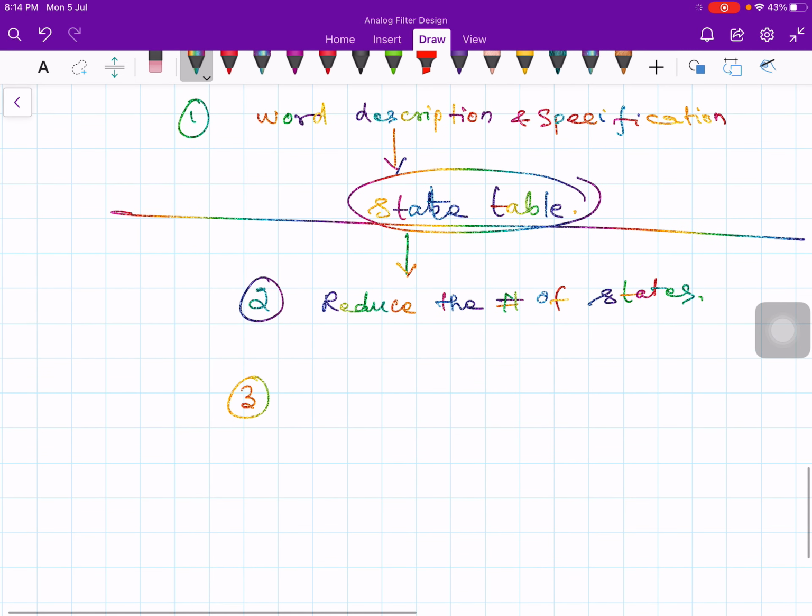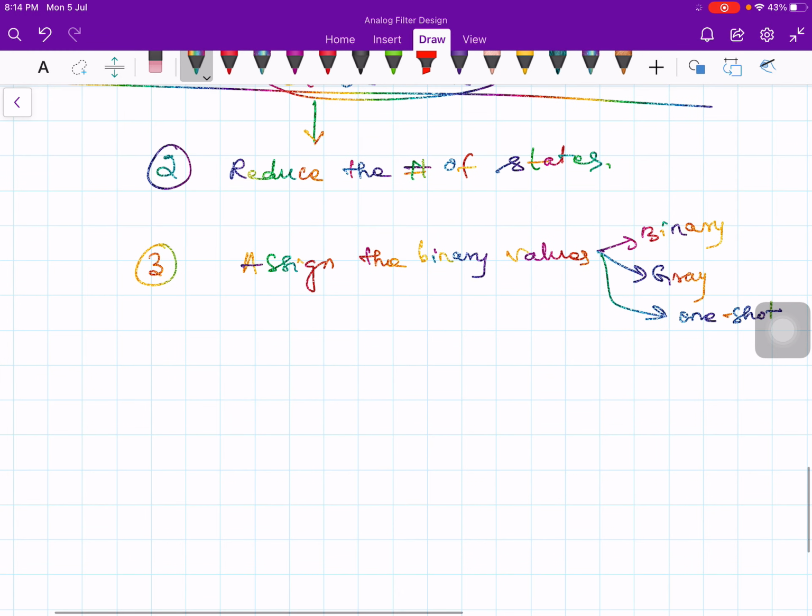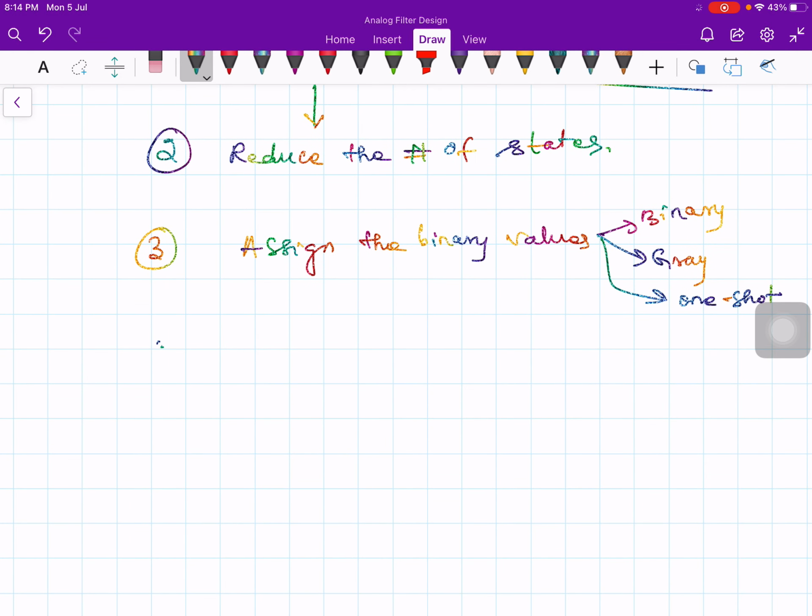The third step is, assign the binary values. This also we studied in the last lecture. How will you assign binary values? You can use binary representation, or gray code representation, or the one-shot method. Whichever you like, you can use. And from this, the fourth step is, obtain the binary coded state table. This also we did in the last lecture. I am just summarizing here, binary coded state table.